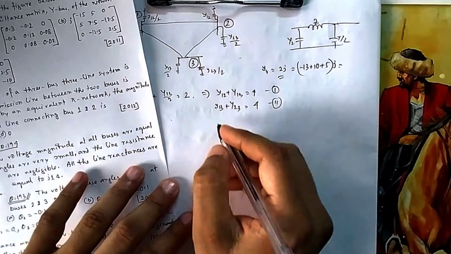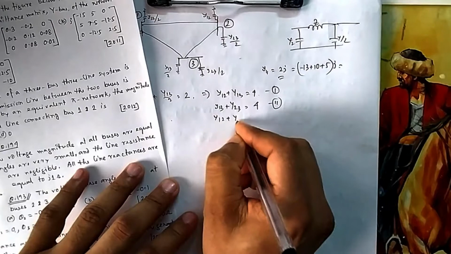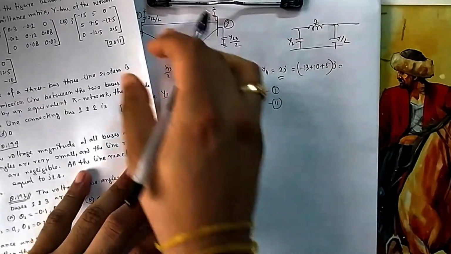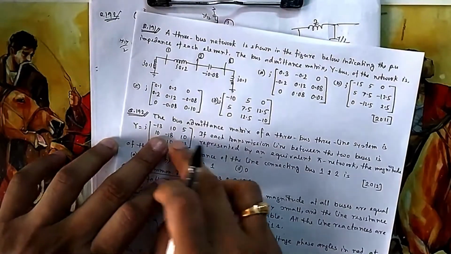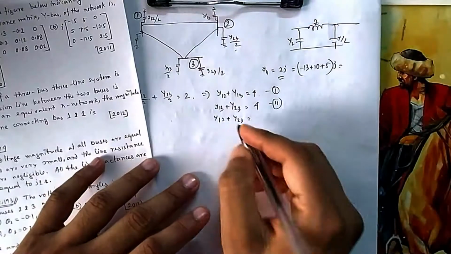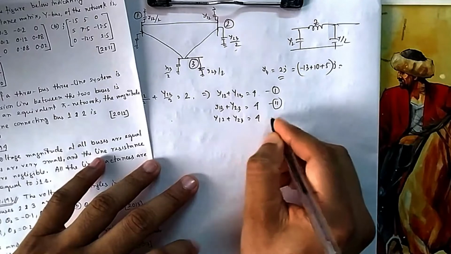One more equation we'll have in bus 2, that is y12 plus y23. This by 2 is equal to this one. Second bus, if you again add 10, 10, 20 minus 18 is 2. So divide by 2 equal to 2, so that will be 4.